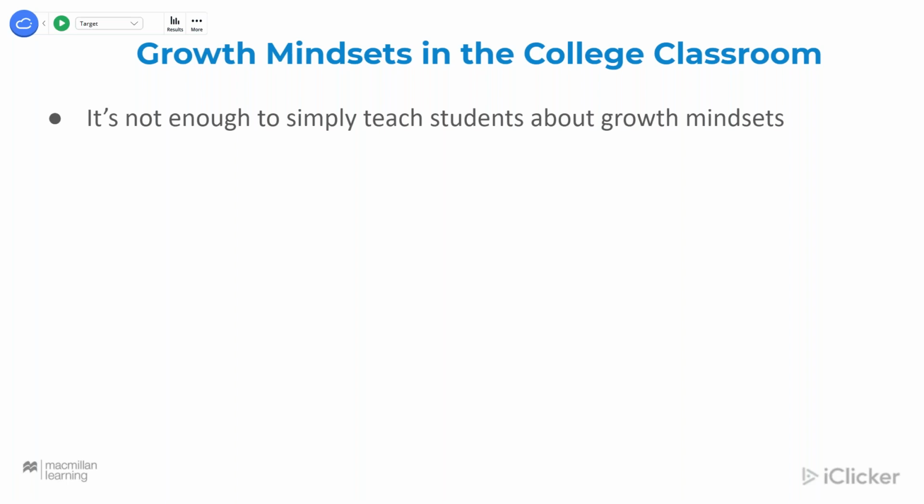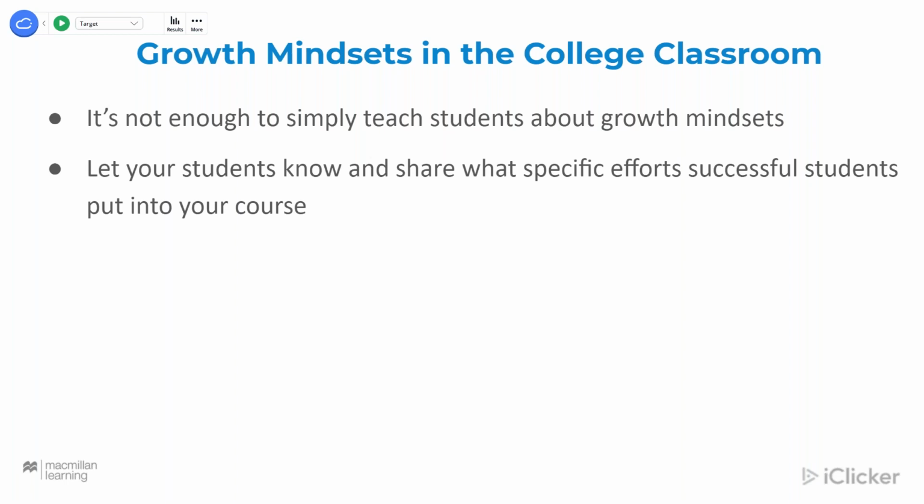It's not enough to just teach our students about it. We need to do more. We have to let our students know, and we need to share with them what specific efforts successful students put into your course. We need to be really explicit about it. Part of the way we do that is with our syllabi, putting in those really specific expectations. But we should also be checking in throughout the term, and making points about effort, before every formal assessment. We should be doing it before they're turning in reports or essays or any kind of work that they're doing.